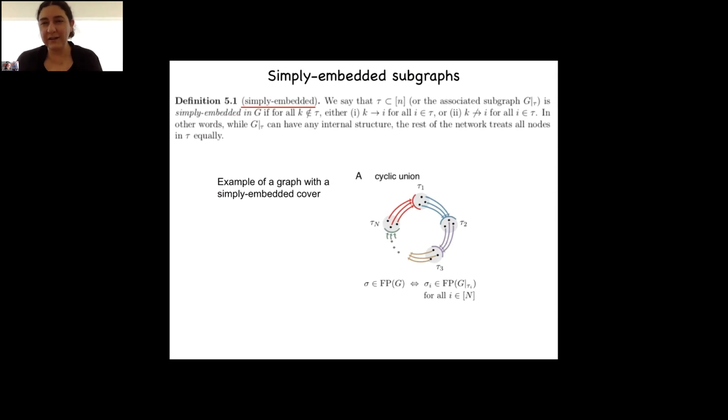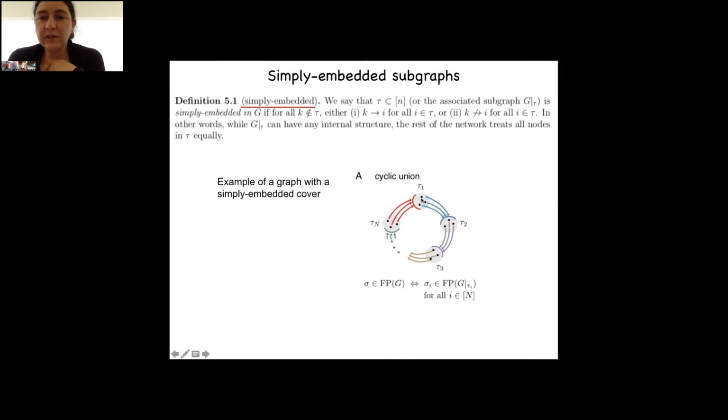And this is of great interest in neuroscience because there are these ideas of cortical columns and repeated circuits that appear many times and are glued together into larger networks in the brain. So we're trying to study this in this toy model. One example of that kind of structure comes from what we call the cyclic union.